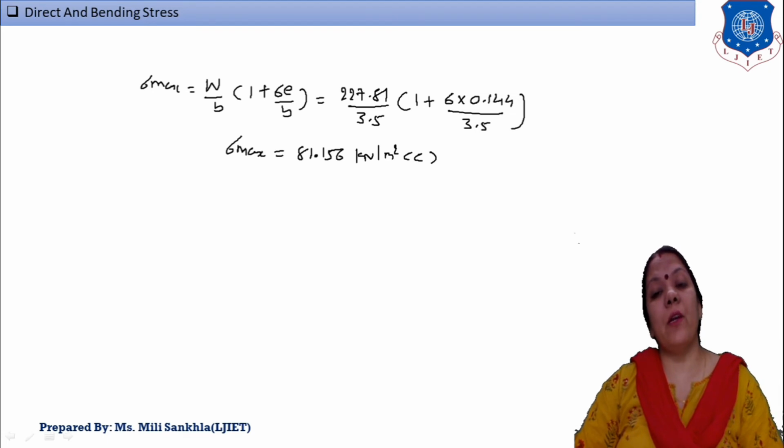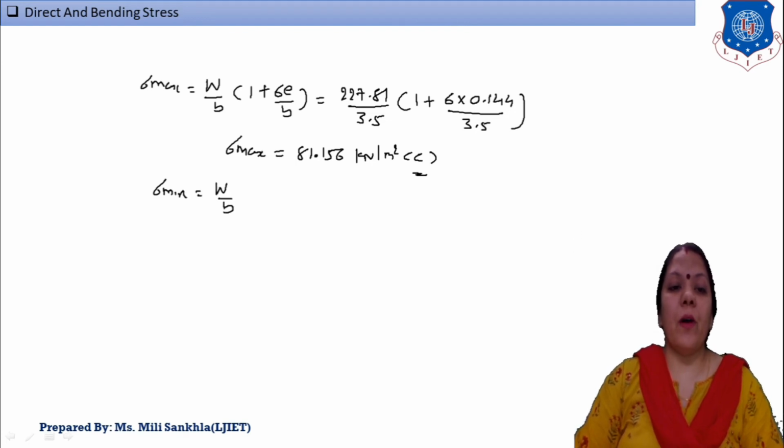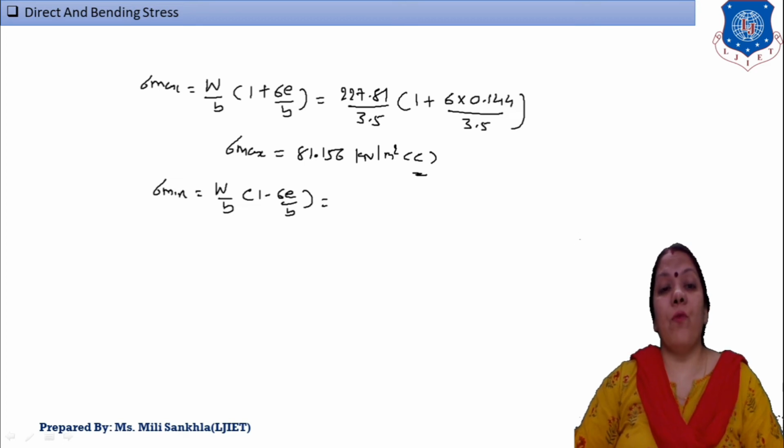So here we write down compressive forces. Now we find out sigma minimum. Sigma minimum is equal to capital W by B into (1 minus 6E by B). Please take care, students: here, since this is capital W, we take the weight of dam, not the density of water.